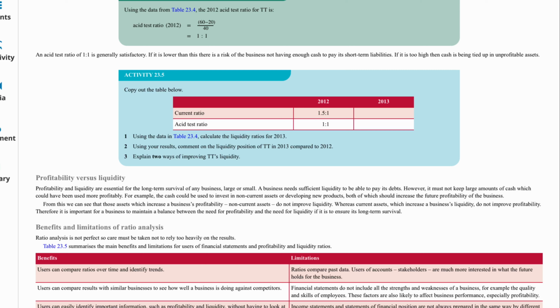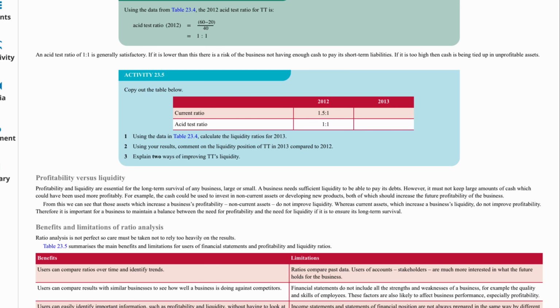Okay, let's go for question number 3. Explain two ways of improving TT's liquidity. Of course, you have to reduce inventories. Way 1, reduce inventory, recover money owed from trade receivables. Way 2, for example, offer early payment discounts to credit customers. Okay, we are done with activity 23.5.